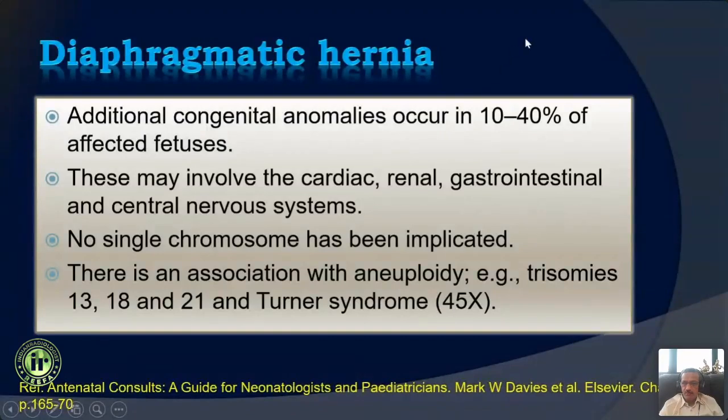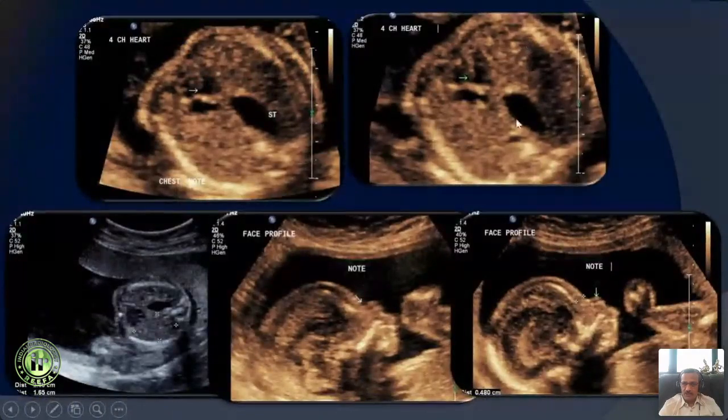A very important thing once you look at diaphragmatic hernia is to look out for other abnormalities. So here, for example, we had an AVSD, again picked up early, diaphragmatic hernia, of course, absent nasal bone, and prefrontal soft tissue edema. That was a trisomy 18.